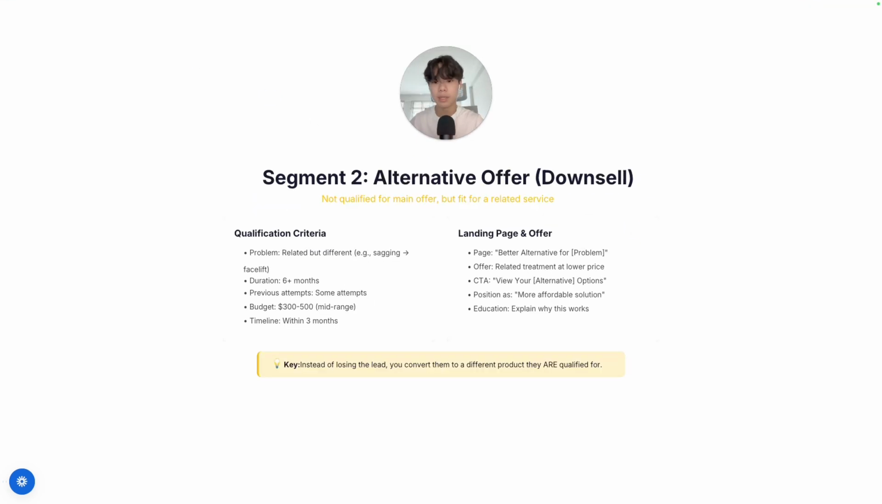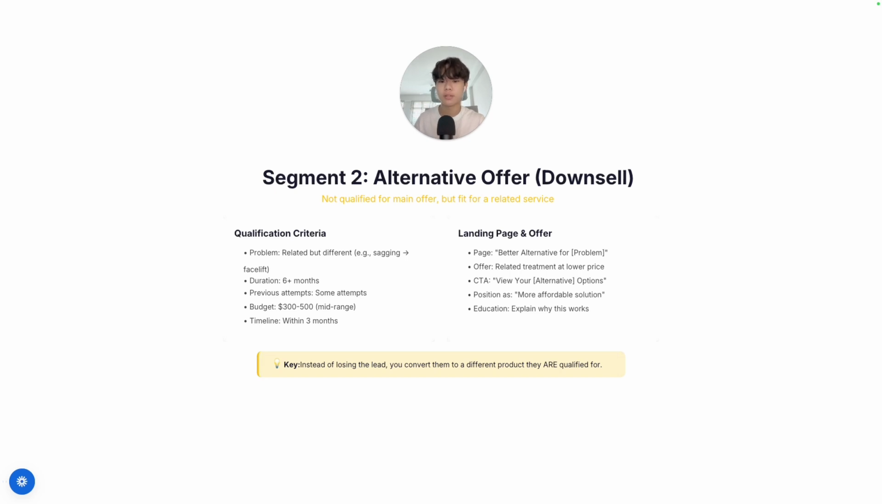Okay, now let's come down to another level, which is segment 2: an alternative offer, basically a downsell. This kind of offer is for the people that are not qualified for the main offer, but are qualified and fitted for a related service. Let's say your main offer is selling Botox, but they actually need a facelift. Then they will come to a downsell.